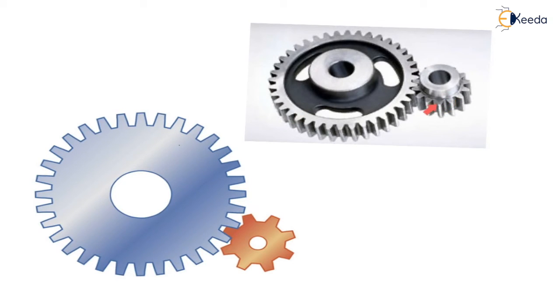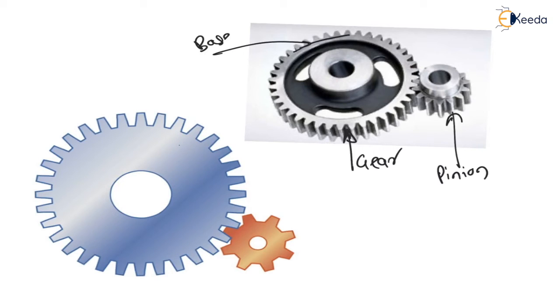This is the actual photograph. Here we can say it is a gear, larger one, and the smaller one is called pinion. Now on both gear and pinion there are teeth. These are the teeth cut on the circumference, right? And the circle on which teeth are cut is called base circle. Here the circle on which teeth are cut is called base circle, right? This is also important, remember this.